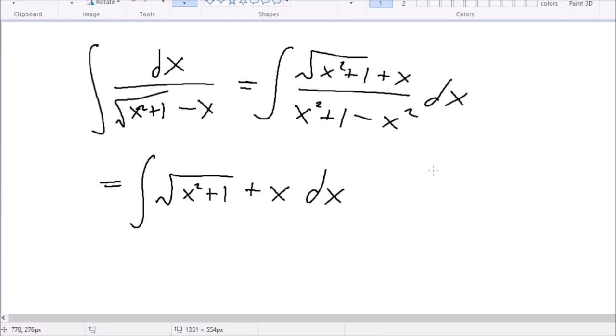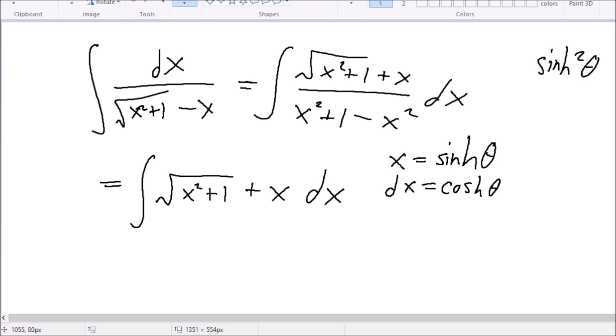Let's do something much nicer. We're going to do hyperbolic sine. This should be hyperbolic sine theta. The reason I want to use sinh is because sinh squared plus 1 is equal to cosh squared, and that's going to cancel out the square root.